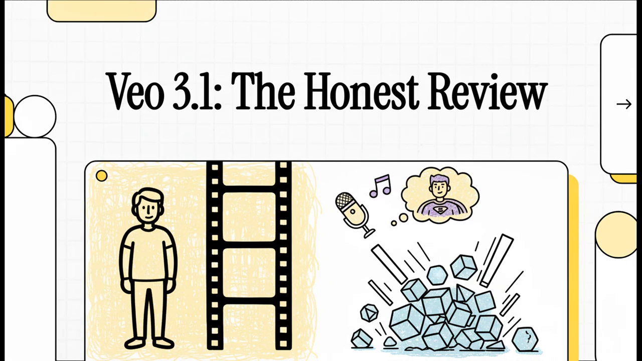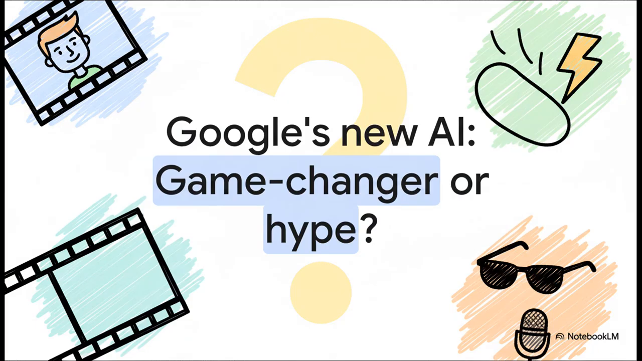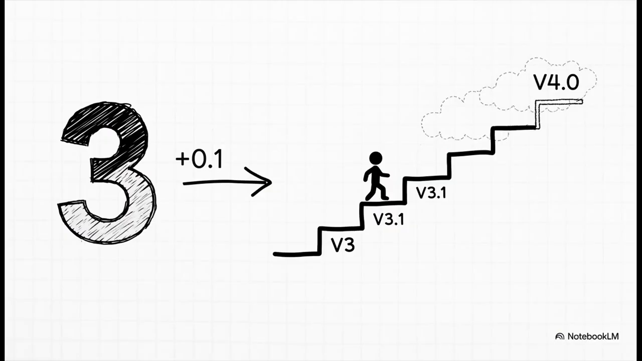Welcome back, everyone. Today, we're diving deep into Google's brand new AI video generator, Veo 3.1. It just dropped, and I've been putting it through its paces to see what it can really do. So here's the million-dollar question, right? Is this the massive leap forward in AI video that we've all been waiting for? Or is it just another small update wrapped up in a whole lot of marketing hype? Let's find out.